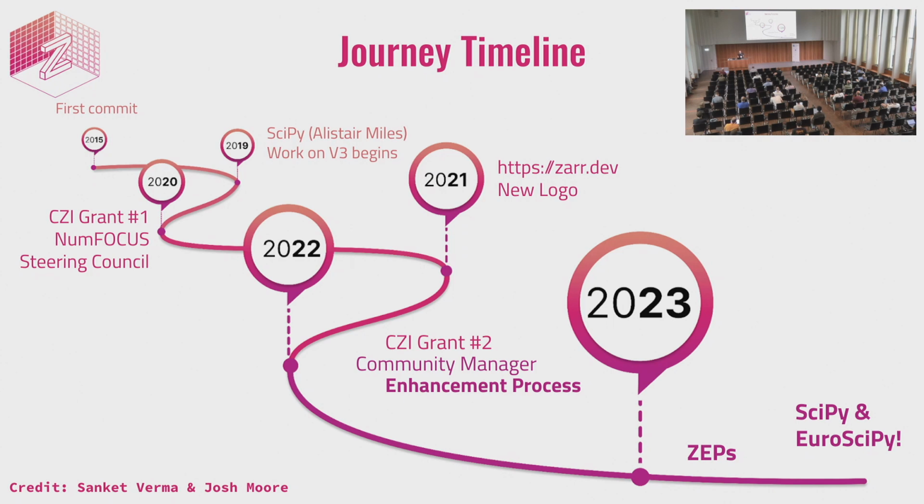Alistair Miles initiated the project and presented it at SciPy in 2019. That was Zarr version 2, which is at the moment the main version. And back then, work on a next major version had already started. Then there was a CZI, Chan Zuckerberg Initiative, grant for Zarr, and Zarr was backed by the NumFOCUS organization, which basically acts as a body that can organize finances and stuff like this. And a steering council was initiated where the core maintainers came together, and it was clear who the core maintainers of the project are.